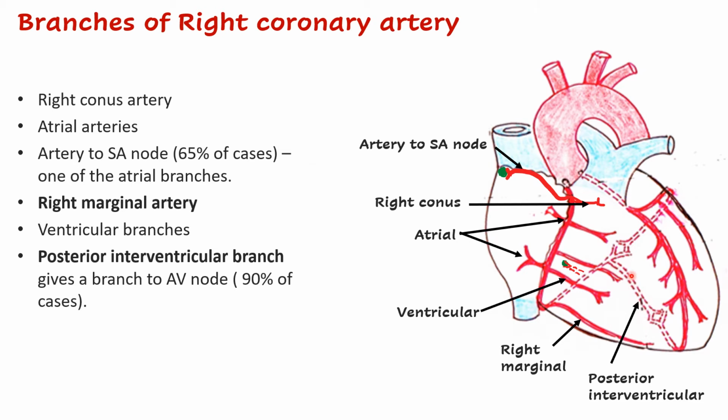Now in most of the cases, it is the posterior interventricular branch which will give a branch to the AV node, which you can see here. So it will give a branch to the AV node, and this happens in 90% of the cases. So in 90% of the cases, the artery to the AV node will be given by the right coronary artery.